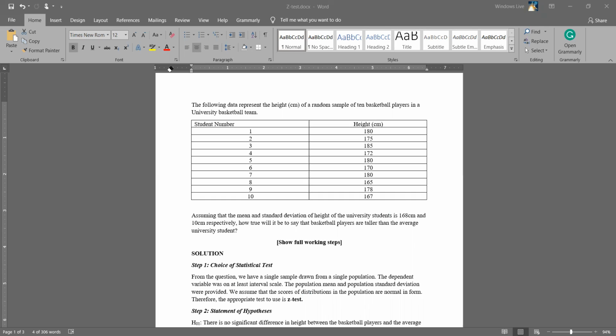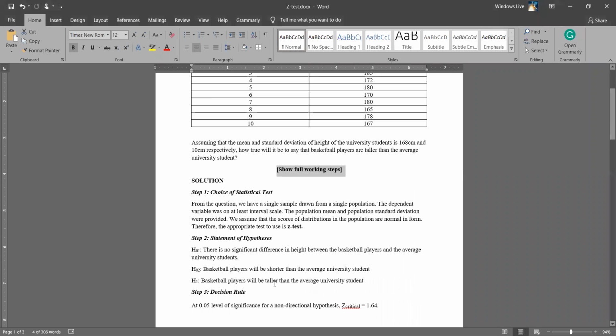Then under step 2, you are supposed to state the hypothesis. And you know we have 2 types of hypothesis. We have the null hypothesis and the alternative hypothesis. Always with a null hypothesis, we represent it with H0. Then with the alternative hypothesis, we represent it with H1.